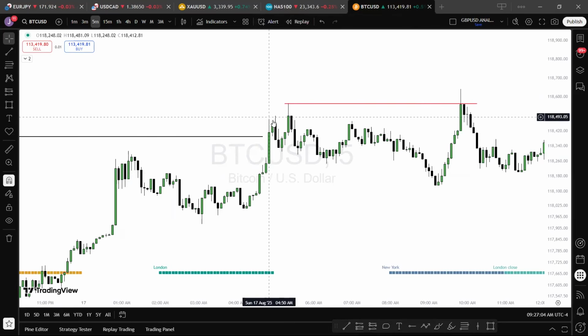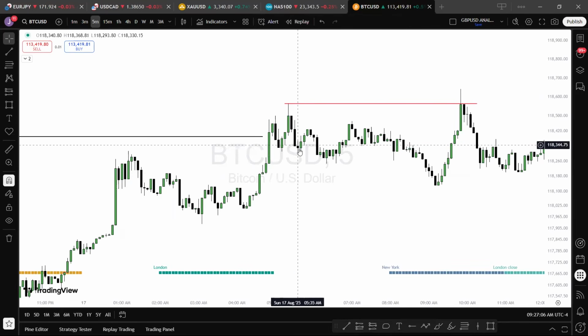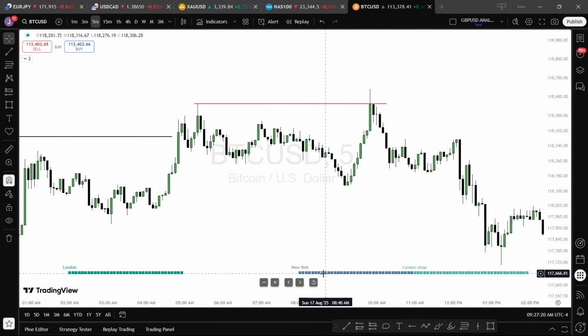See how price ran this high and broke lower. So we have a market structure shift here, and there's a fair value gap. But we wouldn't want to use this because it's outside the ICT Q zone. But here you can see it within the ICT Q zone. This is the New York Q zone and London close.